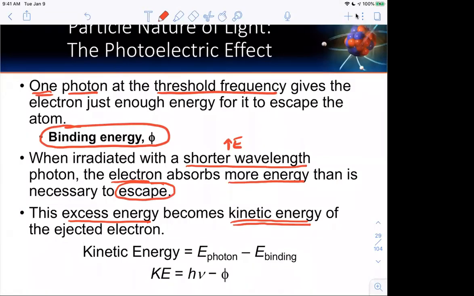So I have another equation where the kinetic energy of an electron is equal to the energy of that single photon minus the binding energy for that particular metal. Energy is equal to h nu. So if I substitute that here, I end up with this equation. So this is to solve for the kinetic energy of an electron. These binding energies are going to be variable and based on the metal that's actually doing the emitting of the electrons.